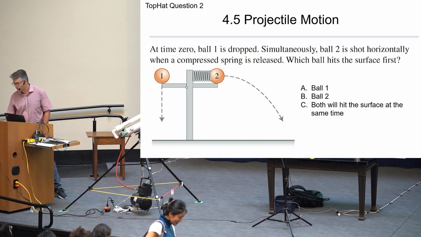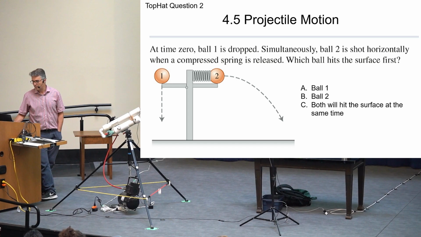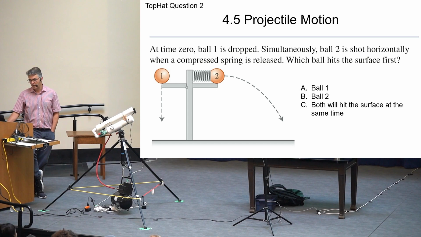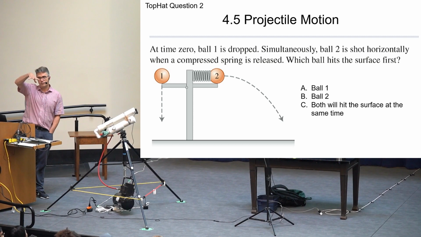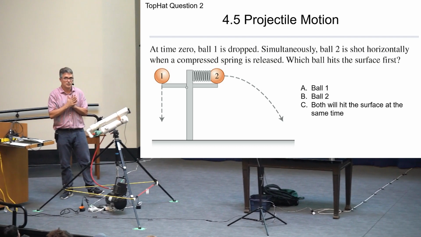Top hat question. At time zero, you drop ball one, but at this exact same time, you shoot ball two horizontally. And there's a flat floor beneath it. They both are going to hit the floor a little later. Which would hit the floor first? Ball one that goes straight down, dropped from rest, or ball two that is fired exactly horizontally at some large initial velocity?